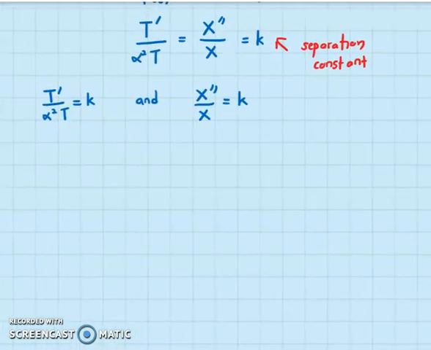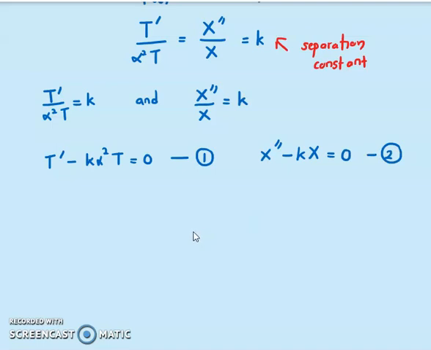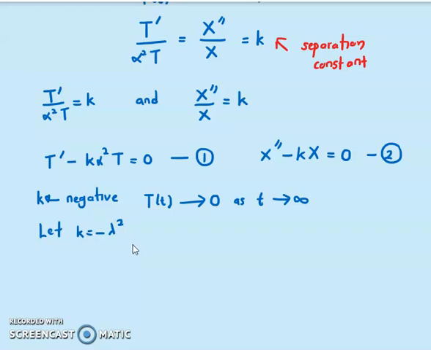We want to solve these equations set to 0. The first equation is T prime minus k alpha squared T equals 0. This is equation number 1. And the second equation is X double prime minus kX equals 0. This is equation number 2. We want the separation constant k to be negative, so that the solution for T(t) goes to 0 as t approaches infinity. For this reason, we will let k equal negative lambda squared, where lambda is non-zero.